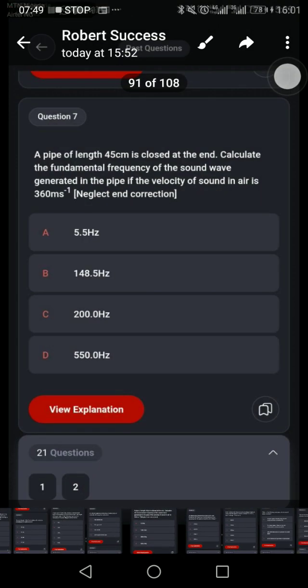A pipe of length 45 cm is closed at one end. Calculate the fundamental frequency of the sound wave generated in the pipe if the velocity of sound in air is 360 meters per second. They said neglect end correction. They've given you the length and the velocity, and they're asking for the fundamental frequency. This is a closed pipe, so that's V over 4L, what we just discussed. V over 4L for closed, V over 2L for open. So V is 360, L is 45.